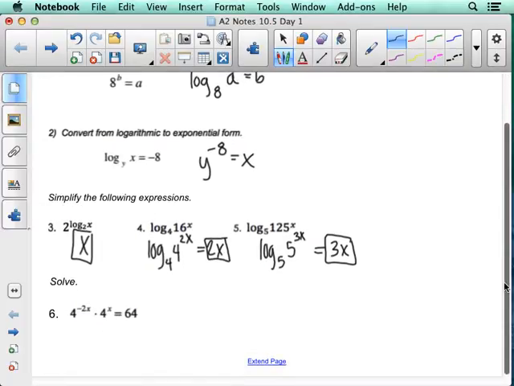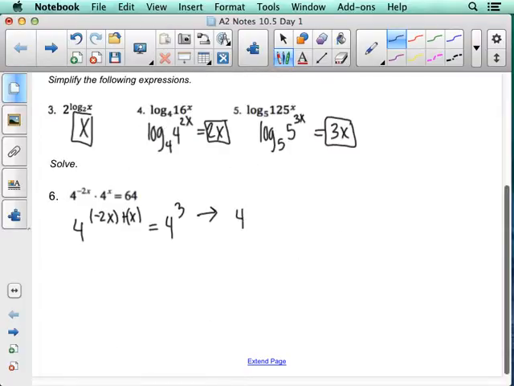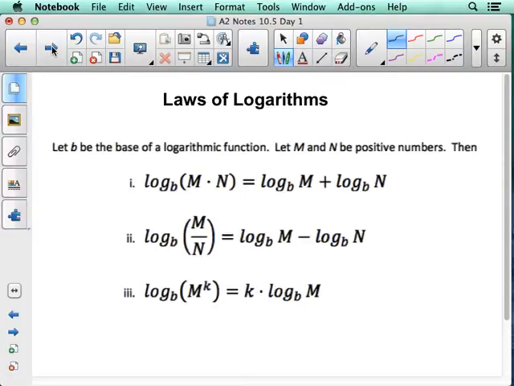Okay, here's a solve. So these have the same base. We're going to add the exponents. So 4 to the power of negative 2x plus x equals 64. And I can rewrite 64 as 4 to the power of 3. So this becomes 4 to the power of negative x equals 4 to the power of 3. So I have the same base, I set my exponents equal, divide by negative 1, and x equals 3. So there's your warm-up.